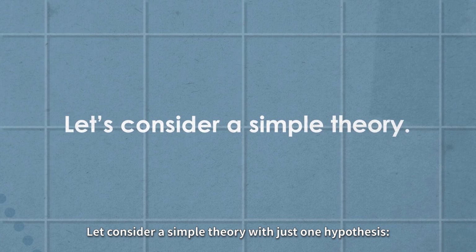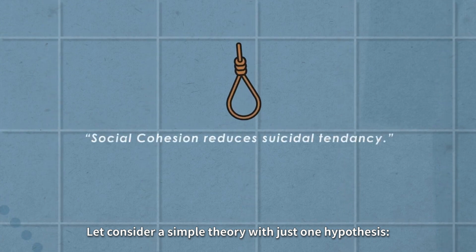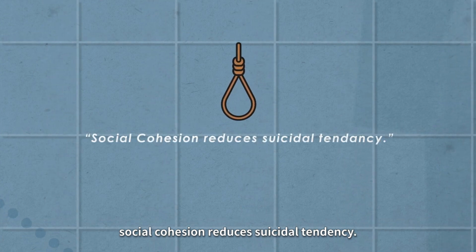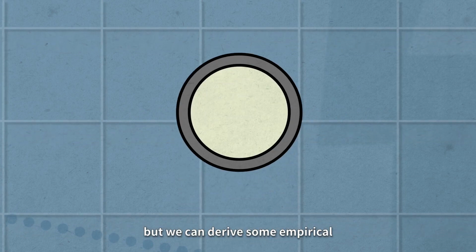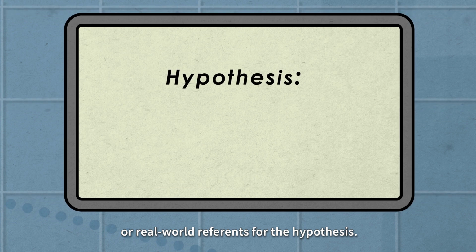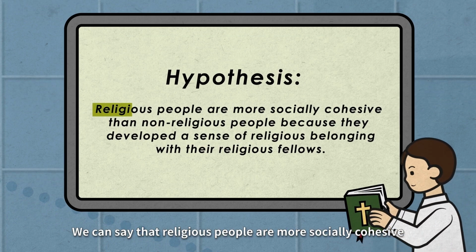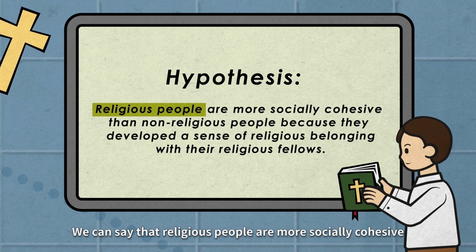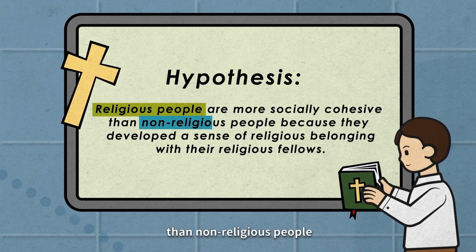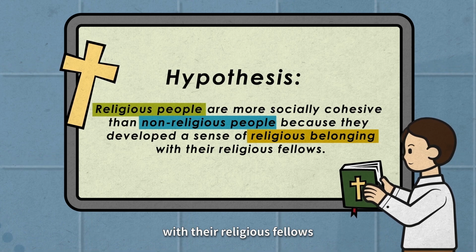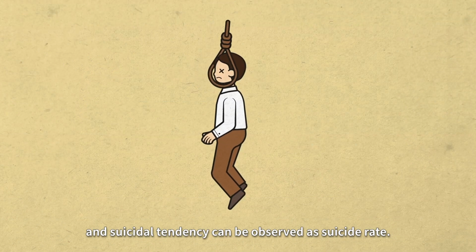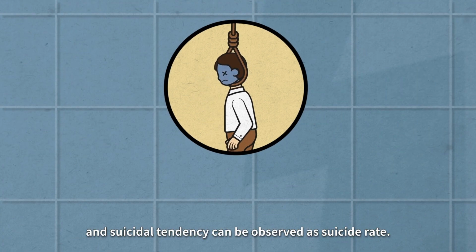Let's consider a simple theory with just one hypothesis. Social cohesion reduces suicidal tendency. Social cohesion and suicidal tendency are both something abstract in our mind. But we can derive some empirical or real-world reference for the hypothesis. We can say that religious people are more socially cohesive than non-religious people, because they develop a sense of religious belonging with their religious fellows, and suicidal tendency can be observed as suicide rate.